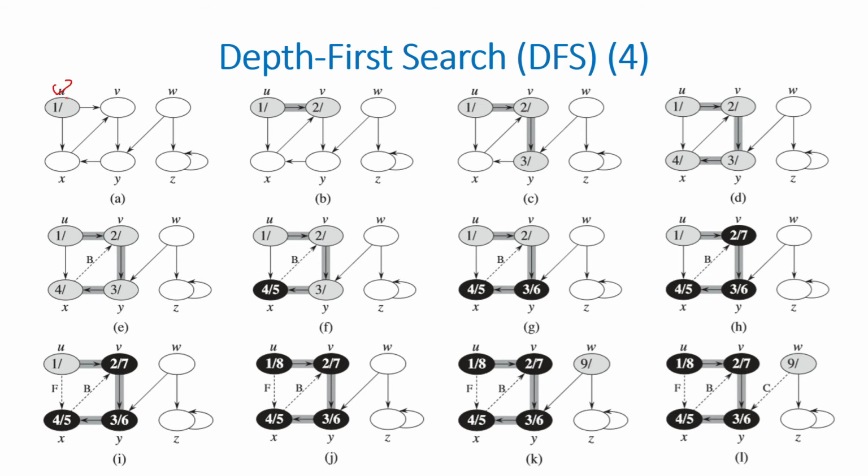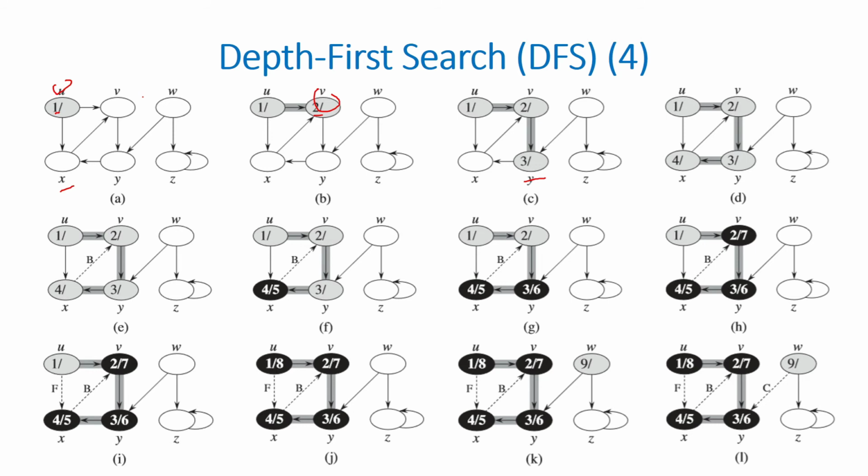Initially, U is white. Upon visiting U, we change its color to gray and set the starting time to 1. Now we enter the DFS visit function here. First, we find the adjacent vertices of U, which in this example are vertices V and X. Alphabetically, we visit vertex V, set it to gray, and set its starting time to 2. Now, we apply DFS visit on V. Its neighbor is Y. So we repeat the same for vertex Y, and then vertex X.